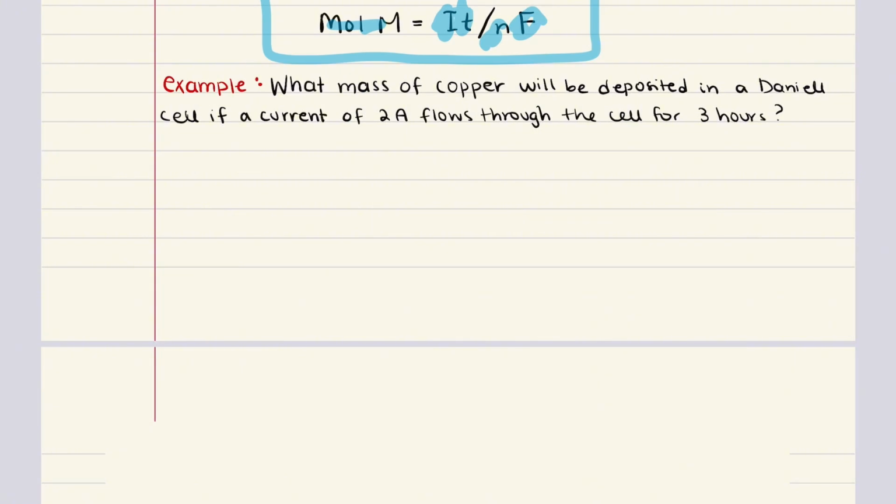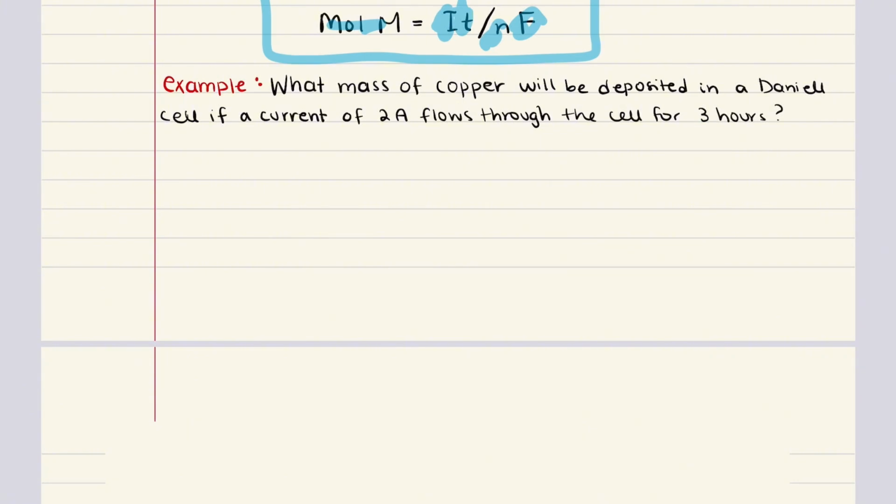This example asks what mass of copper will be deposited in a Daniell cell if a current of 2 amperes flows through the cell for 3 hours. To solve this problem, we're going to use our electrodeposition equation because it helps us determine the number of moles of element being deposited on a plate. And once we figure that out for copper, we can then convert it to mass.